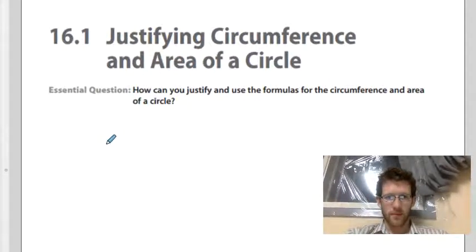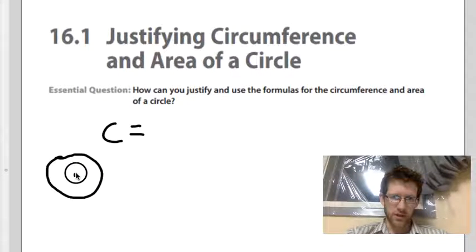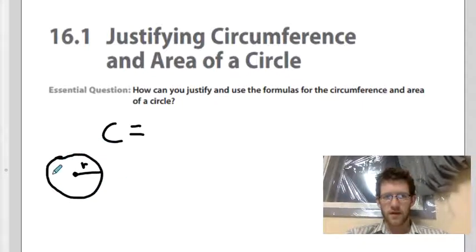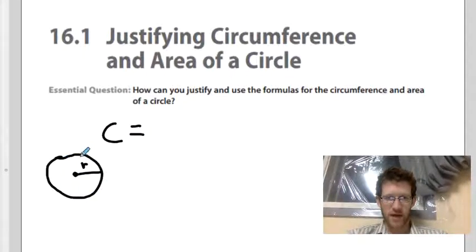So the circumference of a circle is equal to, and I'll draw the circle over here. So here's my circle-ish. This section here we're going to call R as the radius. The circumference is equal to, you should know this, the diameter times pi, or 2 times R times pi. So 2 pi R.